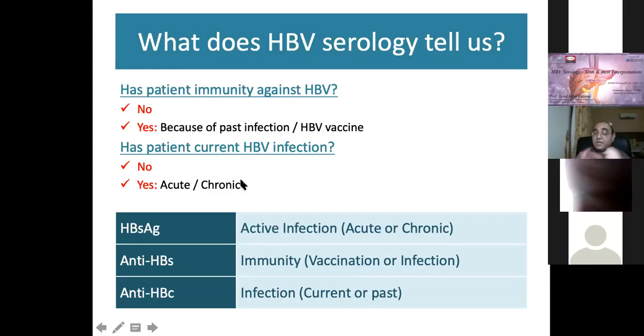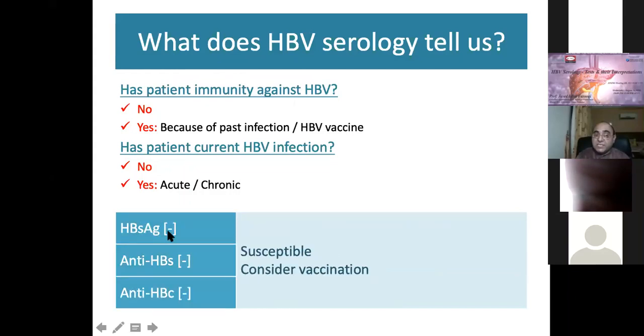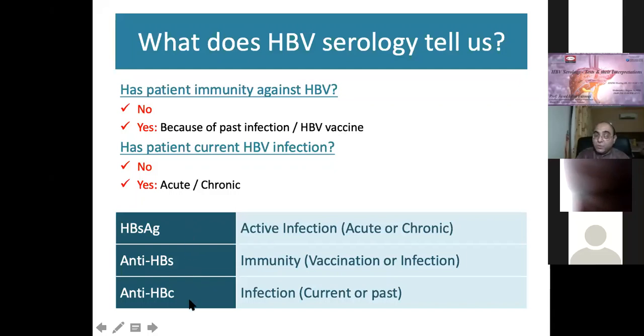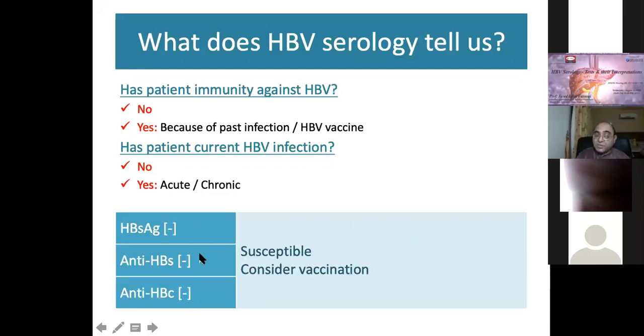And now I will share the different scenarios with you, how it tells us. If the HBs antigen is negative, anti-HBs is also negative, and anti-HBc is also negative, when all these 3 are negative, the color is light blue, it means the patient is susceptible to get infected and should now consider vaccination. Especially those patients who have any family member who is HBs antigen positive, or those who by profession, like doctors, dentists, phlebotomists, or lab workers, can get infected, so they must be vaccinated.